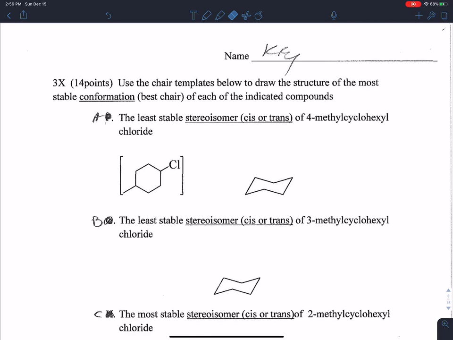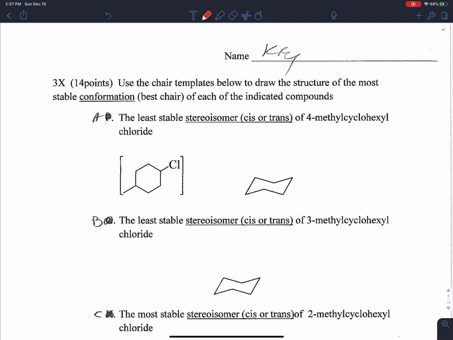Okay, the next question is to make your Gauss butane chairs and stuff. This one says, use the chair templates below to draw the structure of the most stable conformation of each of the indicated compounds. So we have to make the most stable every single time. Now, I know it's confusing because they're telling us to make the most stable conformation, but then they ask us which one is the least stable one. This is what I was trying to explain in the email, but this is how we do it.